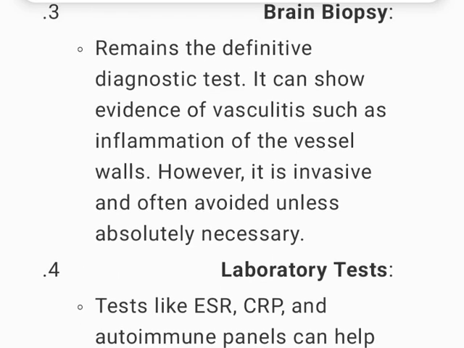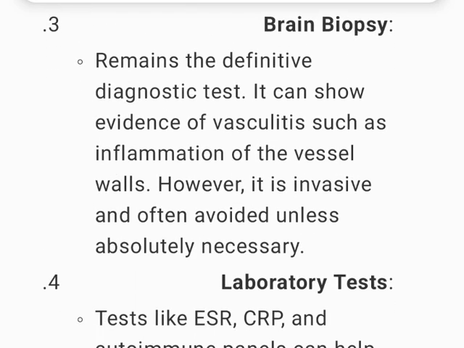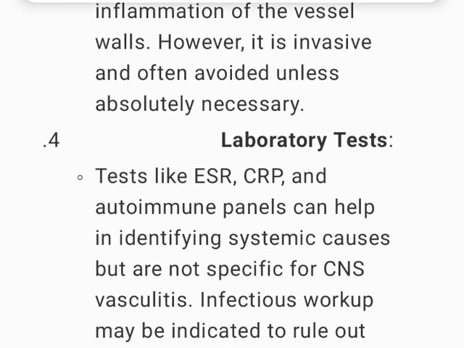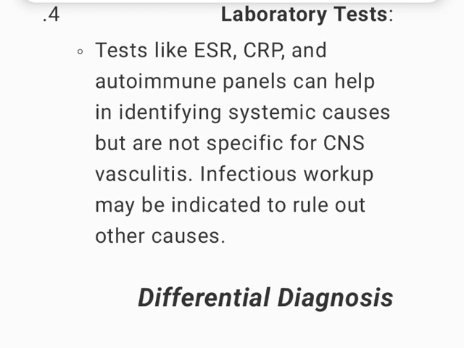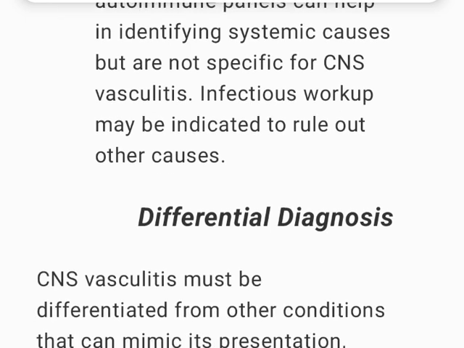3. Brain biopsy remains the definitive diagnostic test. It can show evidence of vasculitis, such as inflammation of the vessel walls. However, it is invasive and often avoided unless absolutely necessary. 4. Laboratory tests. Tests like ESR, CRP, and autoimmune panels can help in identifying systemic causes but are not specific for CNS vasculitis. Infectious workup may be indicated to rule out other causes.